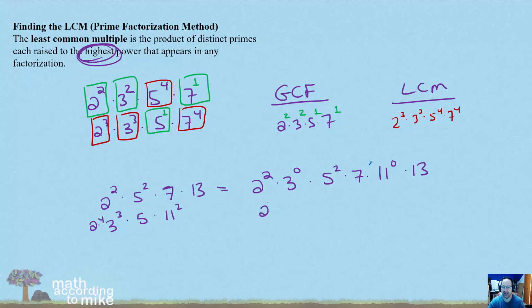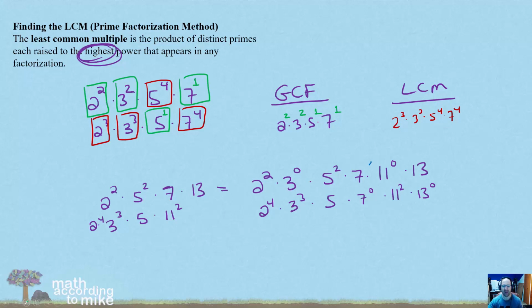Likewise, the second number is missing a 7 and a 13. So we can say 7 to the 0 and 13 to the 0. Now by doing so, we've met the requirement of what they have in common for the GCF. By putting in something to the 0, you're just multiplying it by 1. You're not changing the value whatsoever.